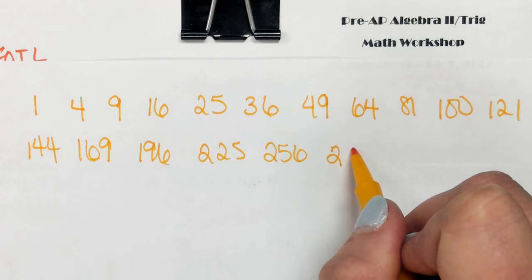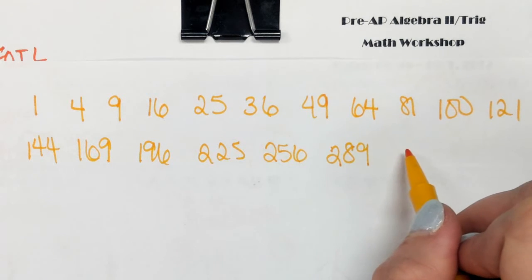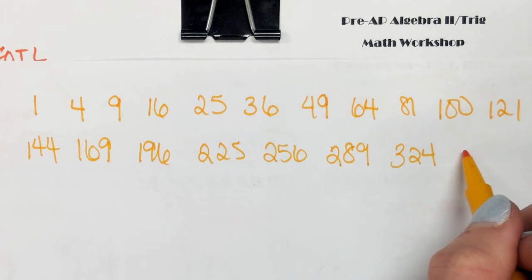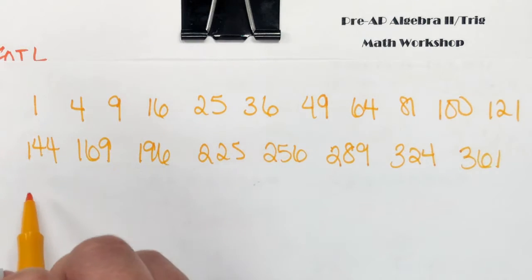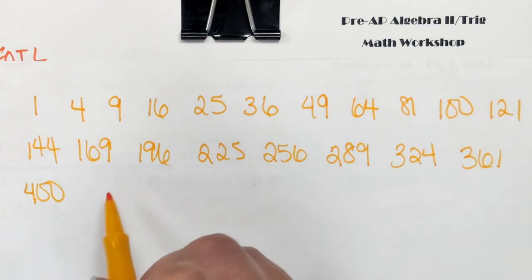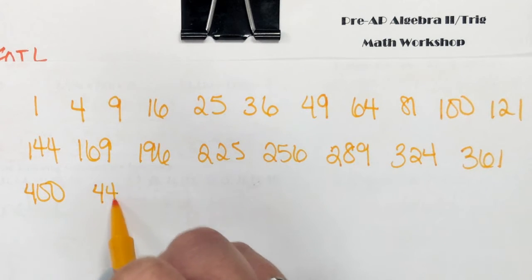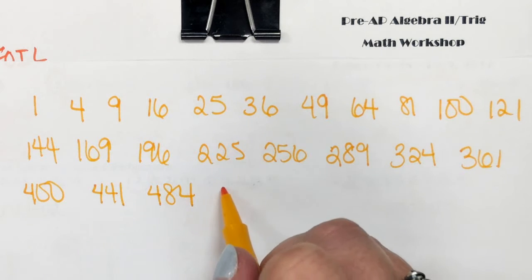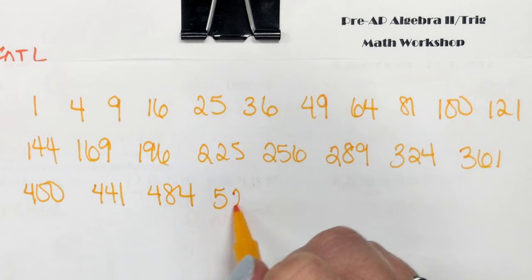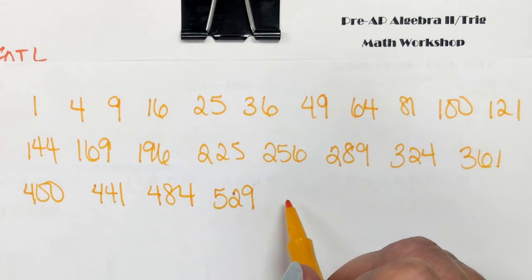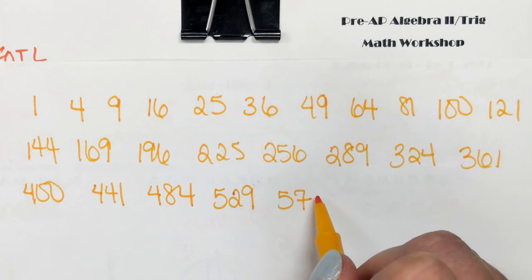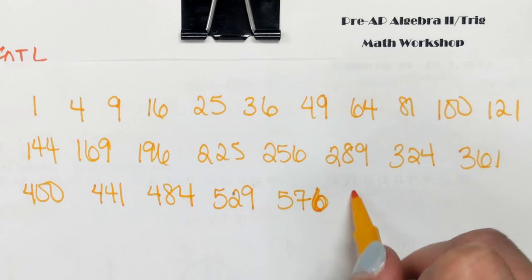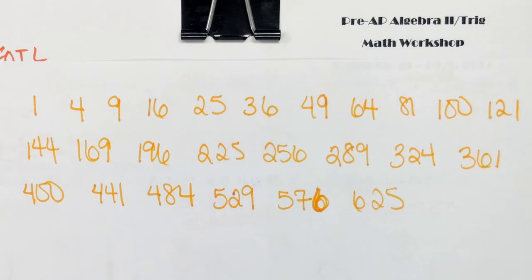289. Very good. What's the next one? 324. Look at you go. 361, yep. And then, there you go. That one's easy, right? All right, keep going. 400. 441, yeah. 484. And then 529, yep. 576, yep. And last one, ooh, that's a funky looking 6. 625. There you go. Are y'all okay?